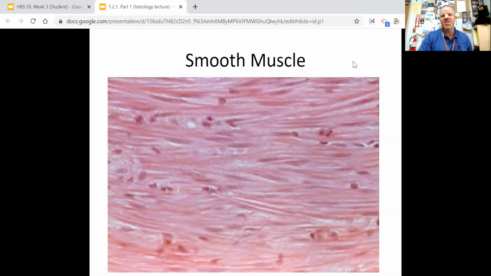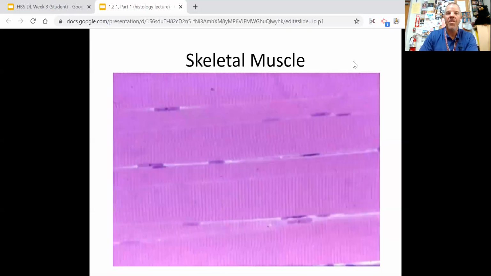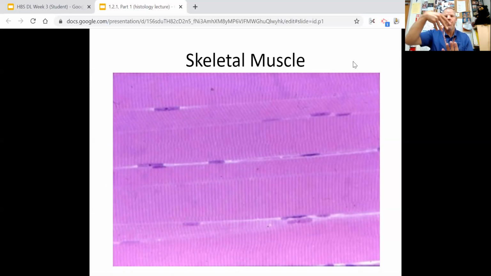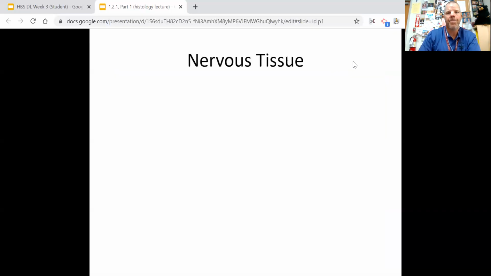You find that in your digestive system and inside your blood vessels and all over your body. This is skeletal muscle. And the cool thing about skeletal muscle is really nice striped patterns. And what happens is the fibers of the muscle tissue, when it contracts, it pulls all these fibers together so that muscle can contract and cause movement. So this is skeletal muscle. This is what is attached to your bones.